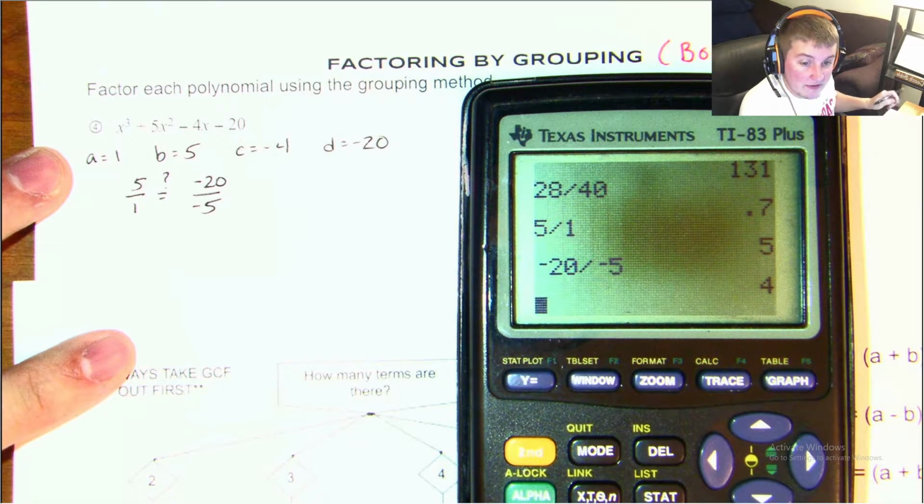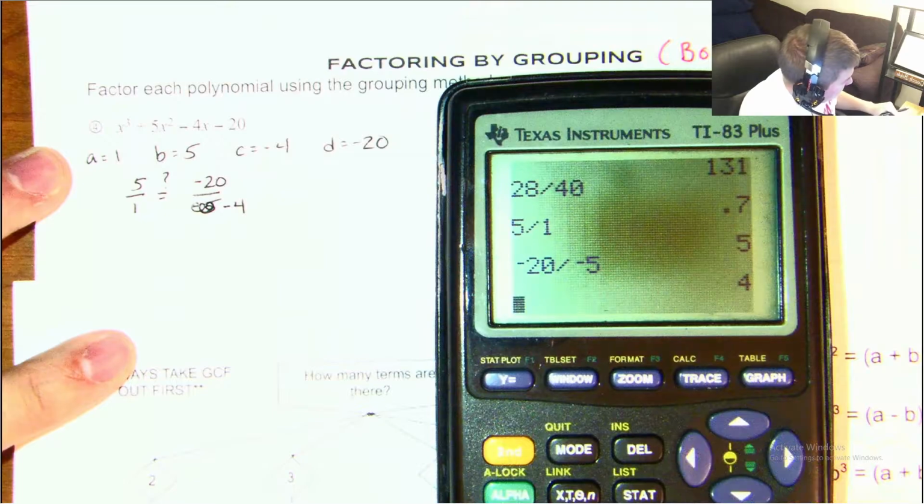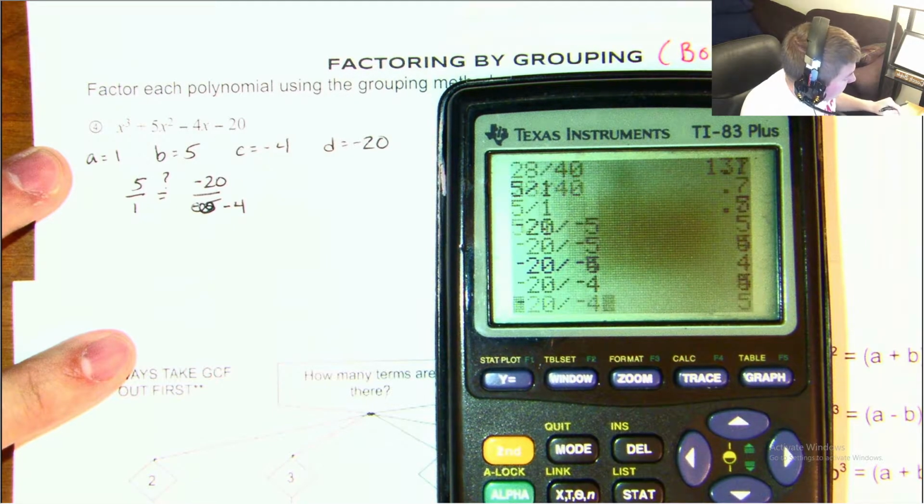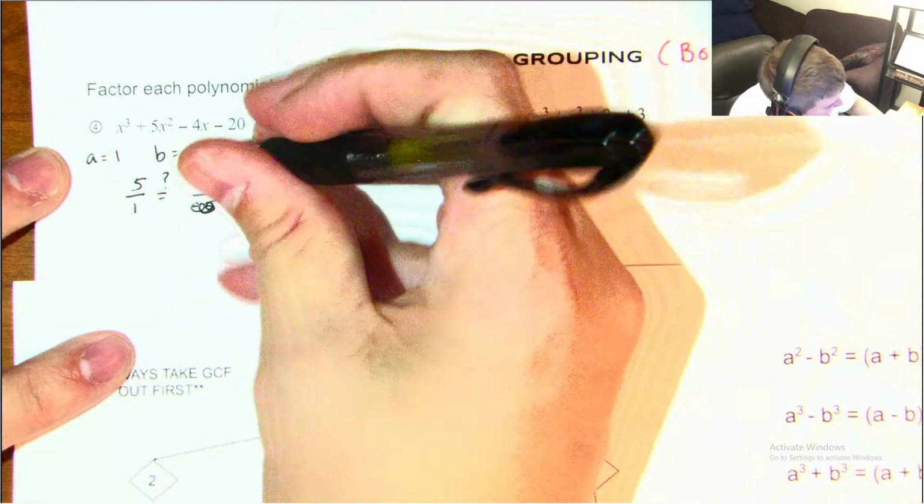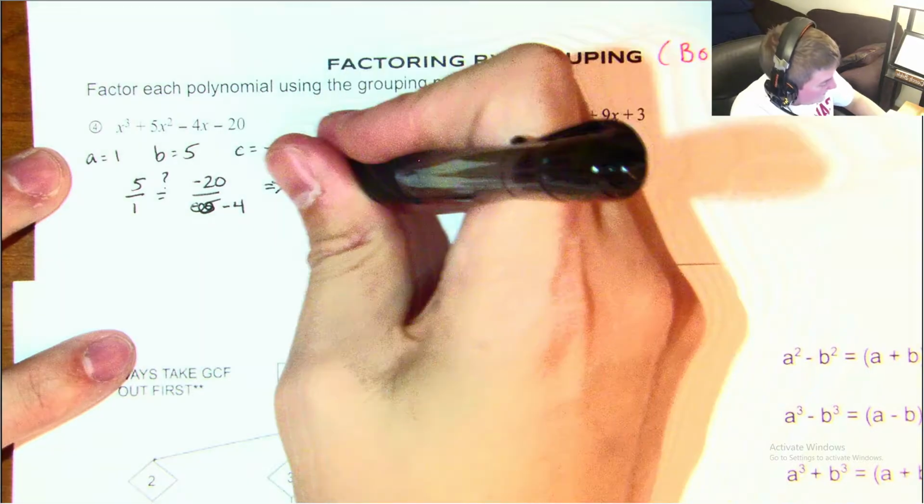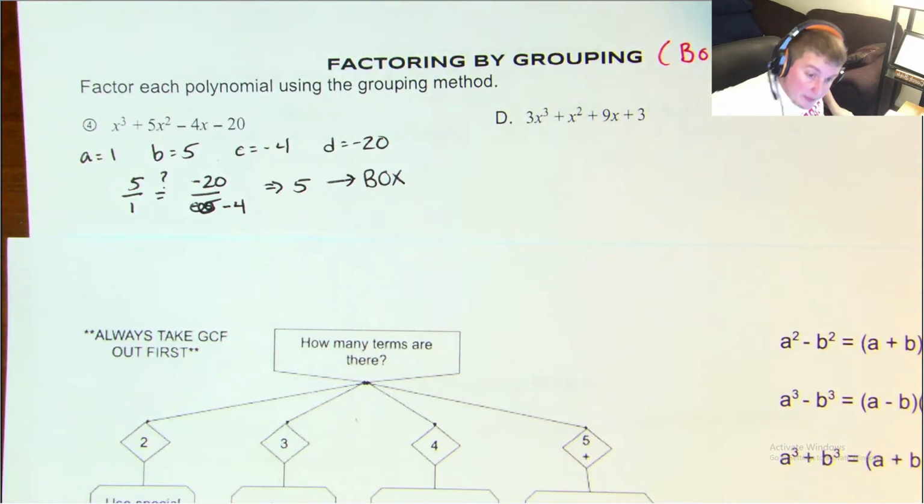Negative 20 divided by negative... or negative 4. I miswrote something here. This should be negative 4. Okay. Negative 20 divided by negative 4, that's also 5. So all of these are equal to 5. Since they're all equal to the same number, this is going to tell you to use the box method.